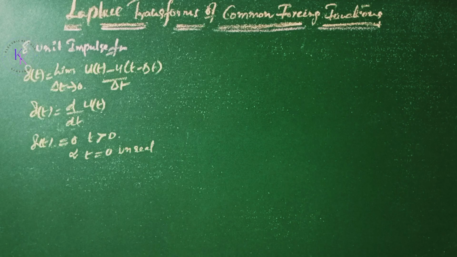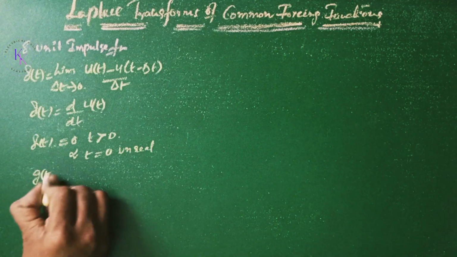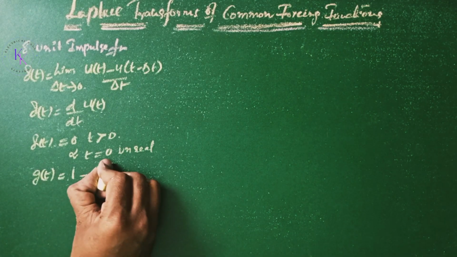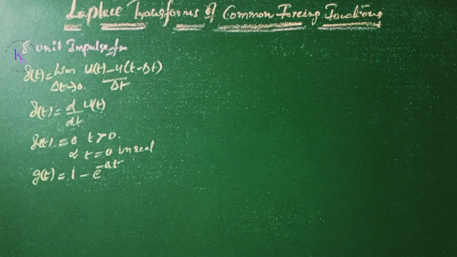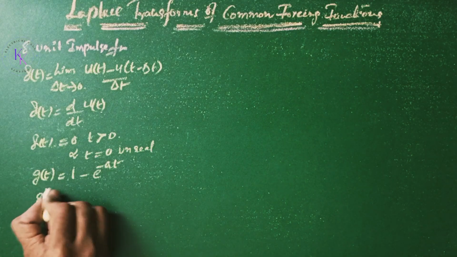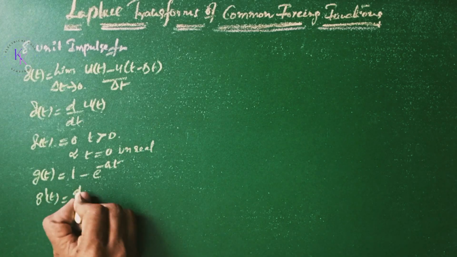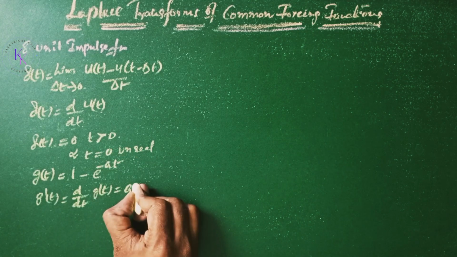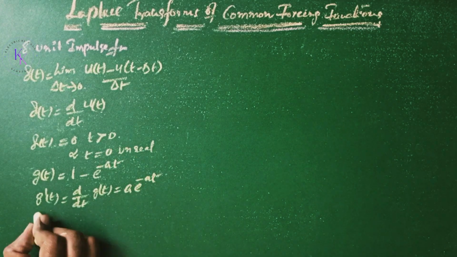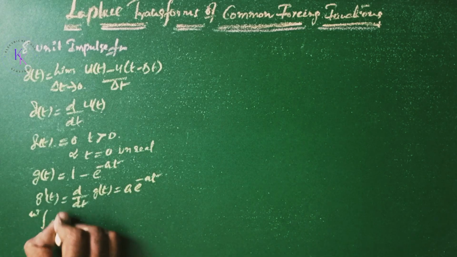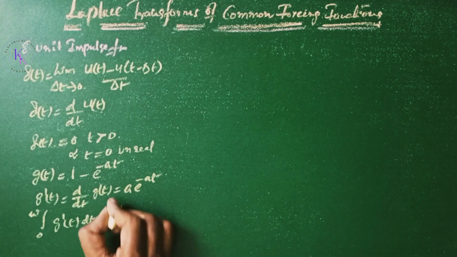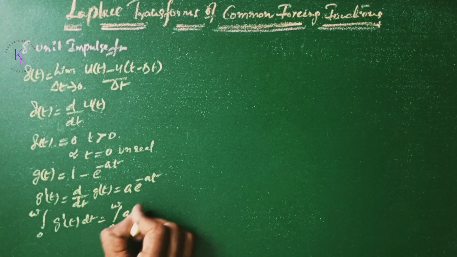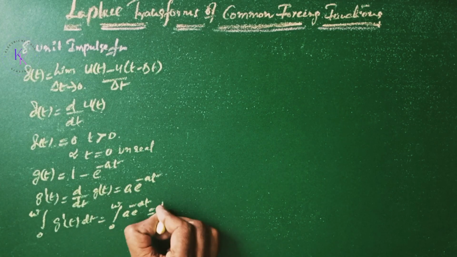Let us now introduce a new function, that is g of t equals 1 minus e to the power of minus at. It may be observed that g of t could approach delta of t provided a is very large. Again, g dash of t is given by d by dt of g of t, that equals a e power minus at. The integral from 0 to omega of g dash of t dt is the integral from 0 to omega of a e power minus at, which equals 1.